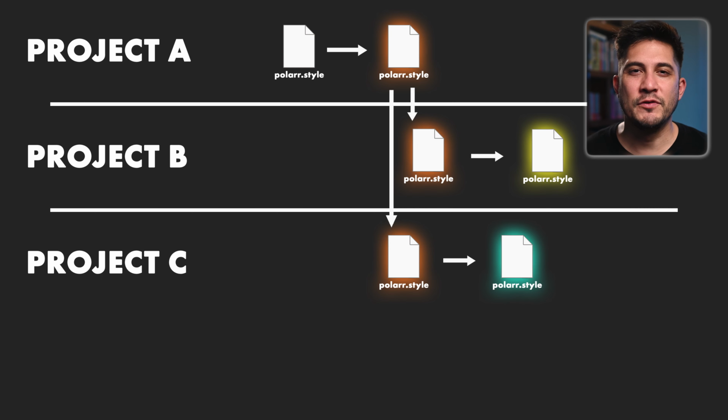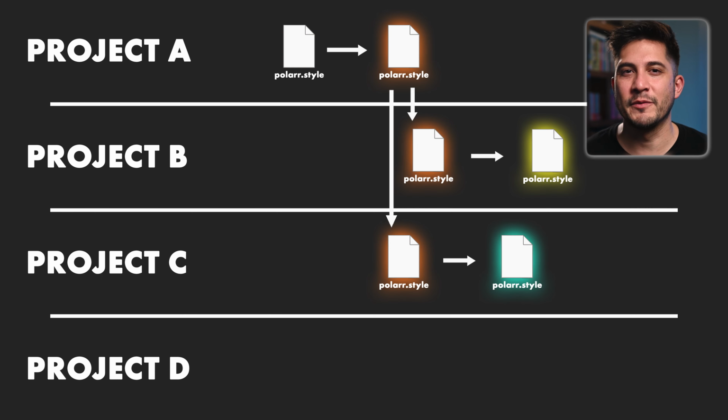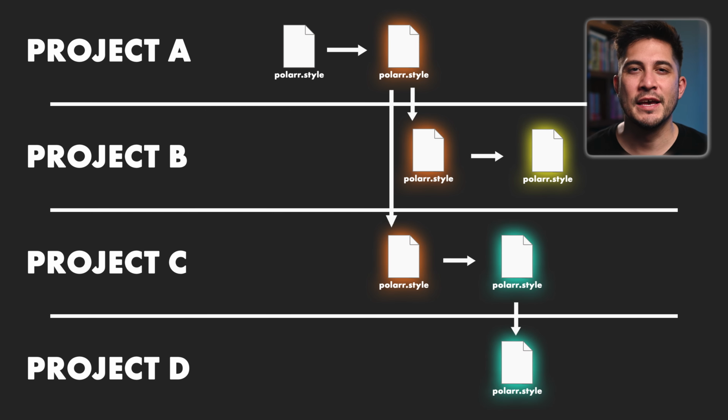For instance, if you create a fourth project, Project D, and reuse the same AI style as Project C, the .style file from Project C is forked over to your Project D folder and will automatically update as you work on improving your AI style.